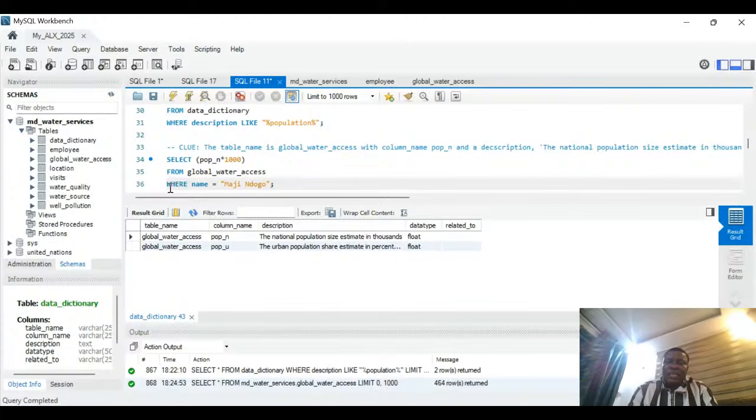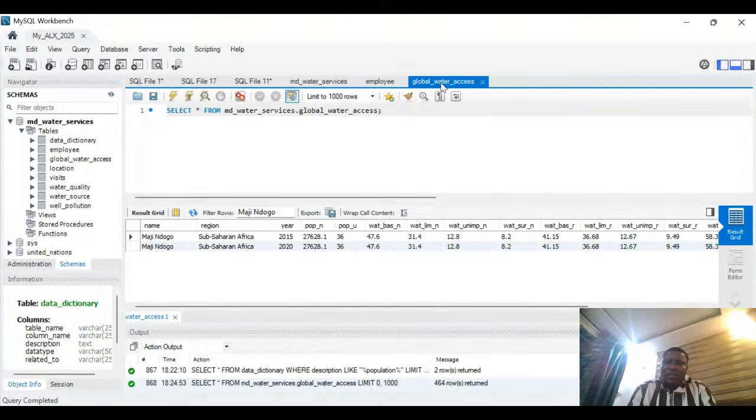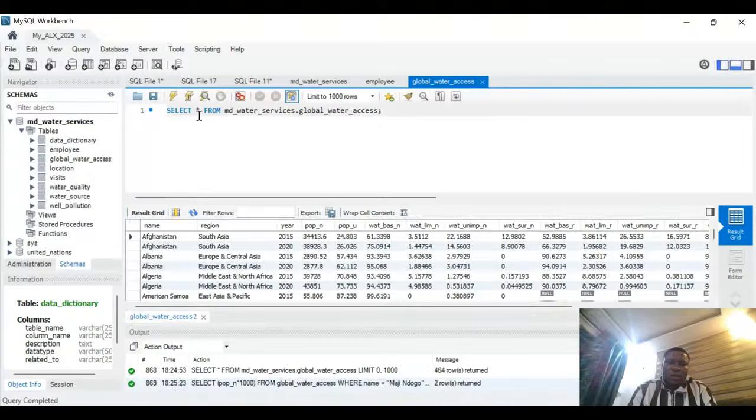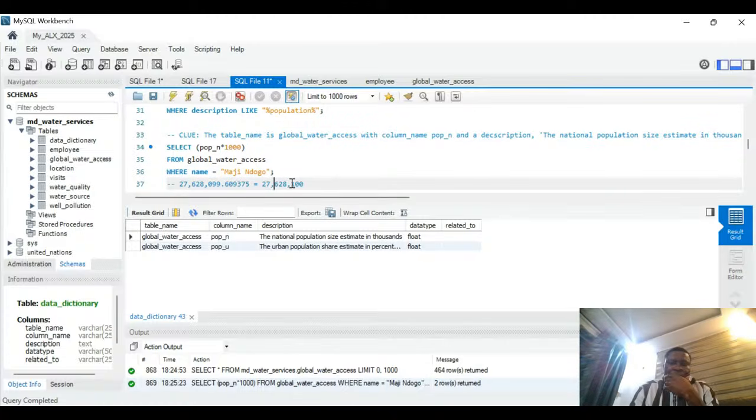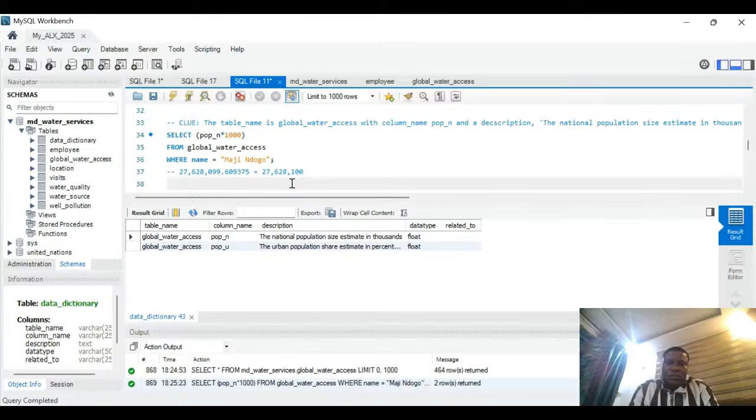Then we say what is the condition that we are giving to it, where name is equal to what? Maji Ndogo. And if you go to the global water access, you can see there is name, which represents countries, regions, year, and then you have the national population, and then you have the urban population. So that brings us to the end of that particular question. We know our answer is 27,628,100 if we round it off to the nearest whole number.